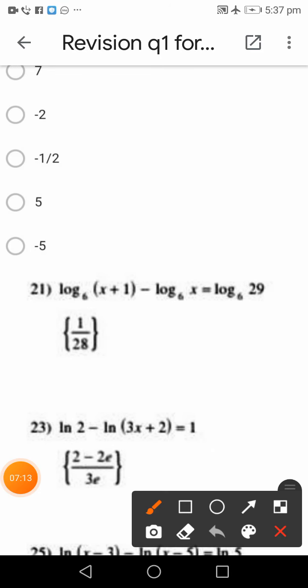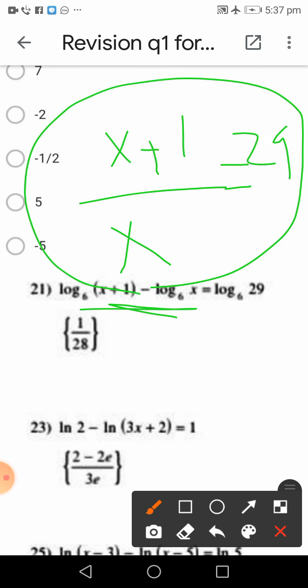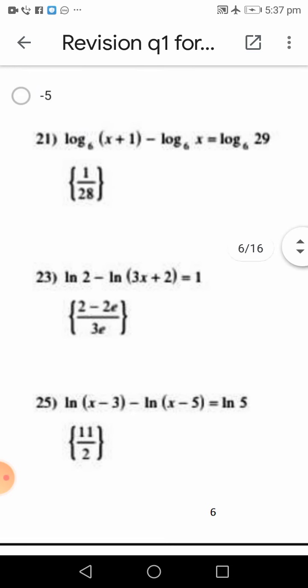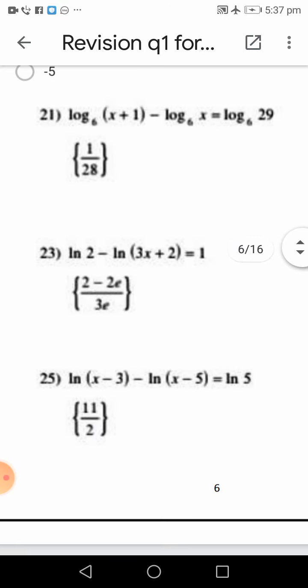You can solve it by calculator, or you can use the properties, which is subtract. So it will be x plus 1 over x equals 29, and shift solve by calculator. Here too you can subtract, then shift solve by calculator. You can find all of these questions in the videos.